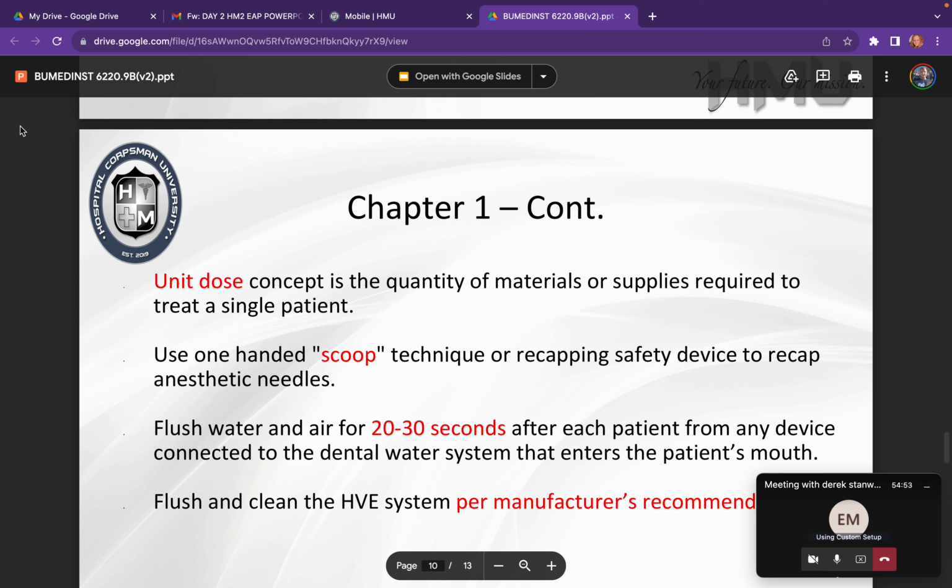So we have one that sprays water to rinse and air to dry the area. We have another one that constantly suctions your saliva so you can breathe, which is your low volume. And then we have the high volume that sucks up all the big chunks or any stuff that needs to be sucked up right away and quick with the high volume evacuator.